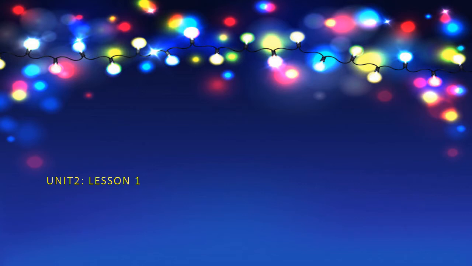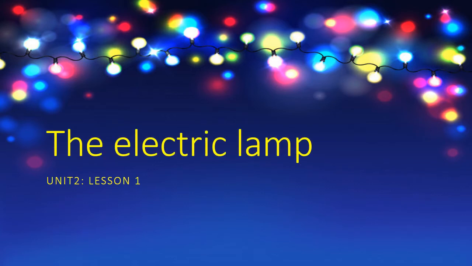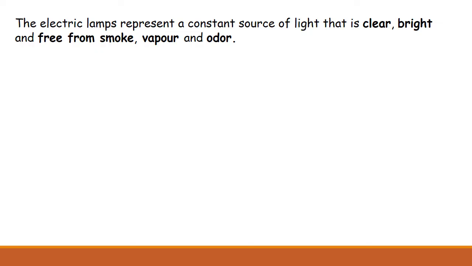Unit 2, Lesson 1. In this lesson, we will talk about the electric lamp. The electric lamp represents a constant source of light that is clear, bright, and free from smoke, vapor, and odor.